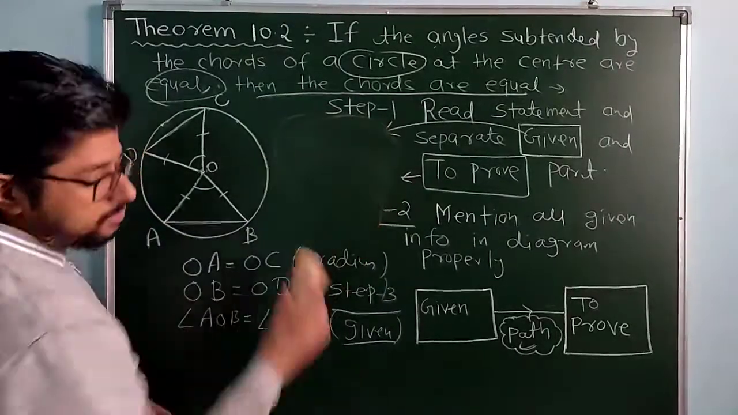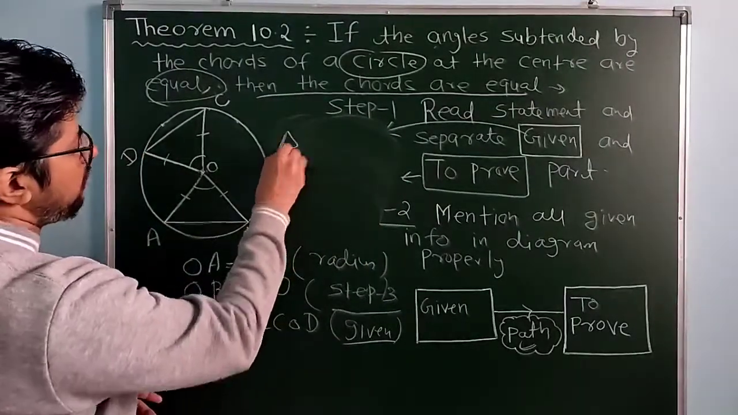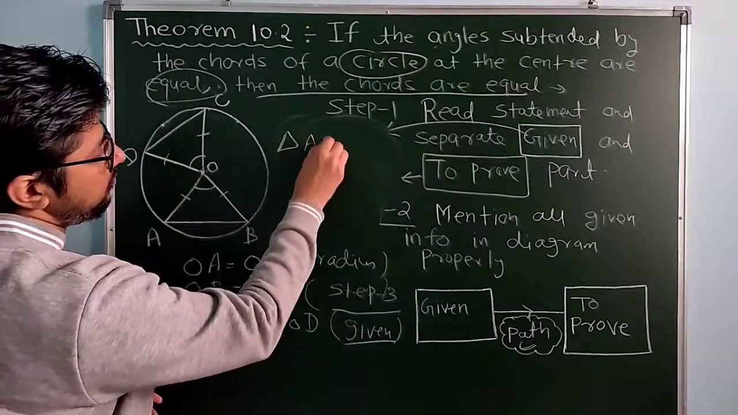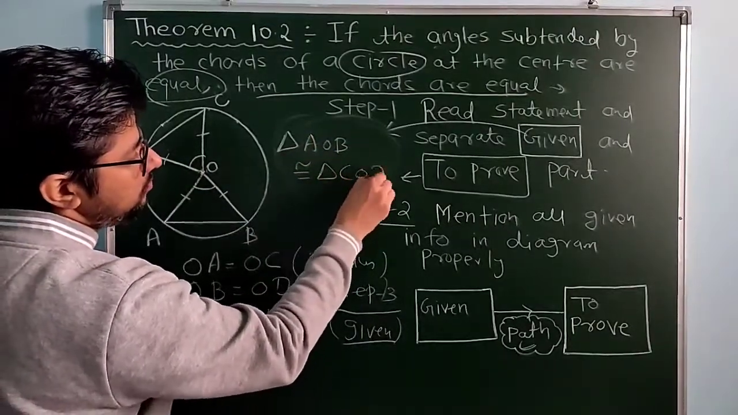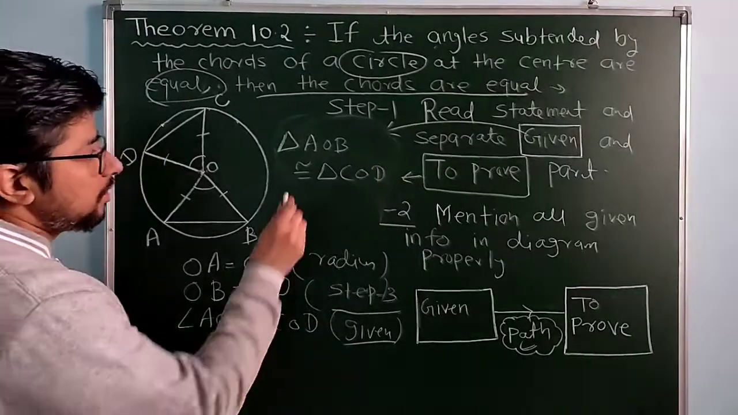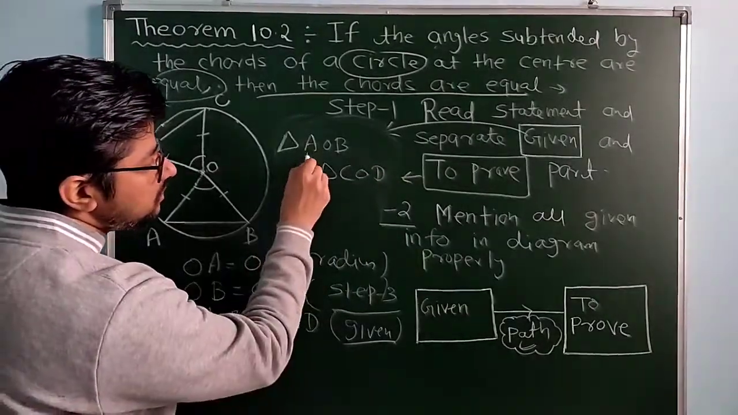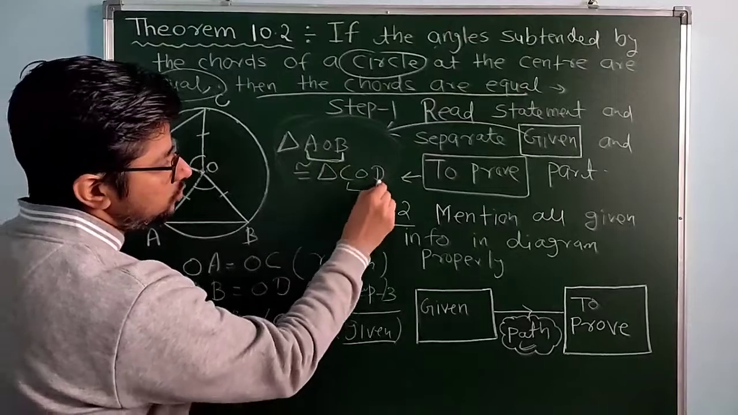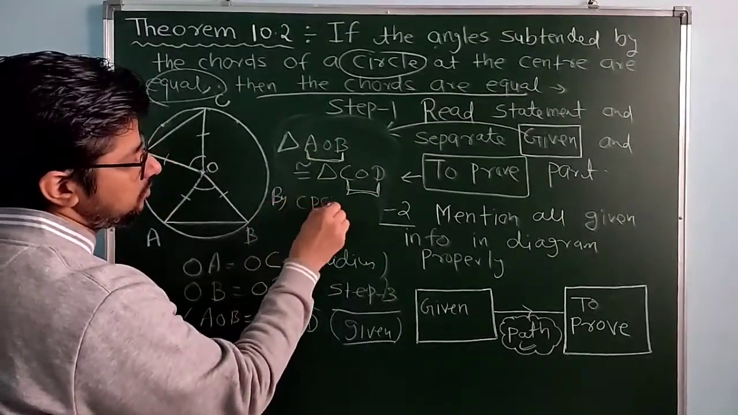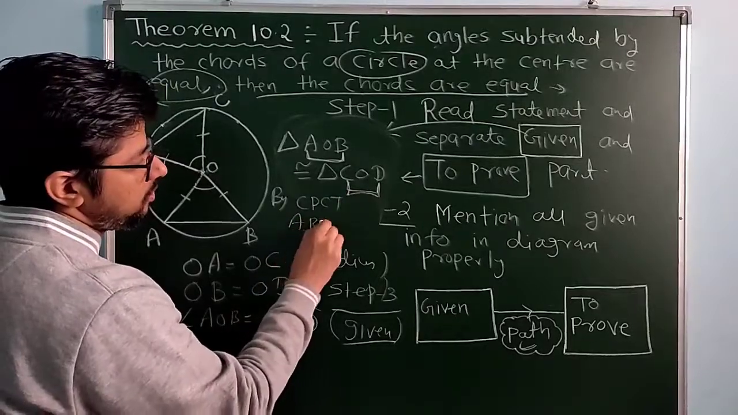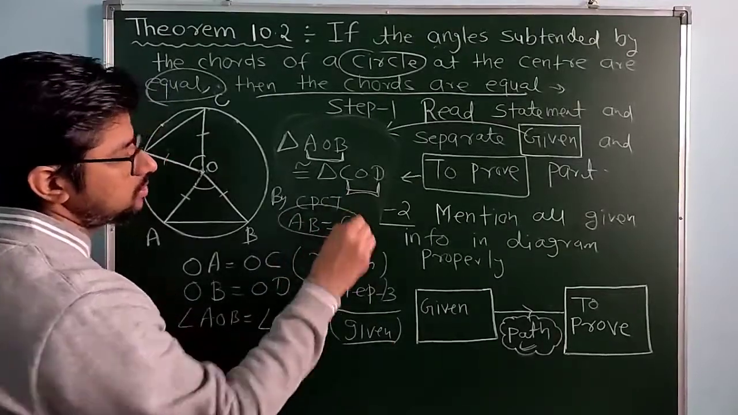So can I write it here? Triangle AOB congruent to triangle COD. Yes, and by CPCT you can write this AB is equal to this CD. First and third sides I am taking. So by CPCT AB is equal to CD. So that is the desired result.